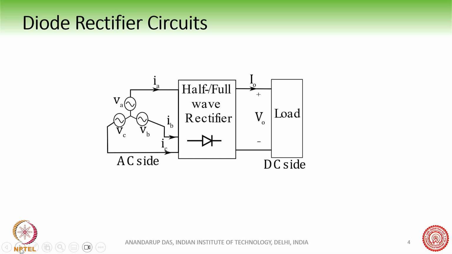So the lecture that we will cover is a basic recap of the first undergraduate level on power electronics, and as we have understood, a half or a full wave rectifier converts the three-phase AC into a fixed DC which will be fed into the load.